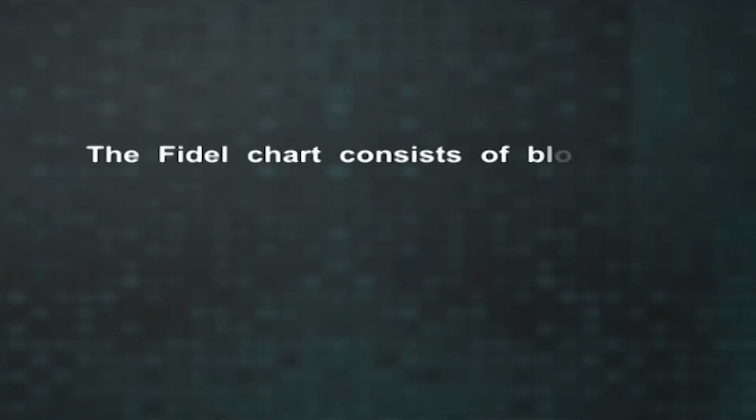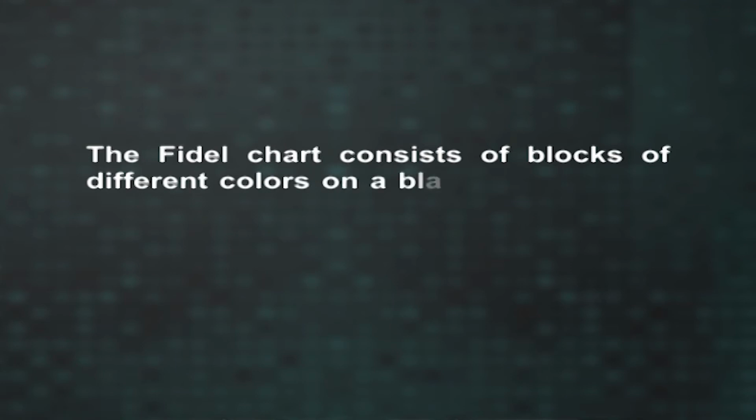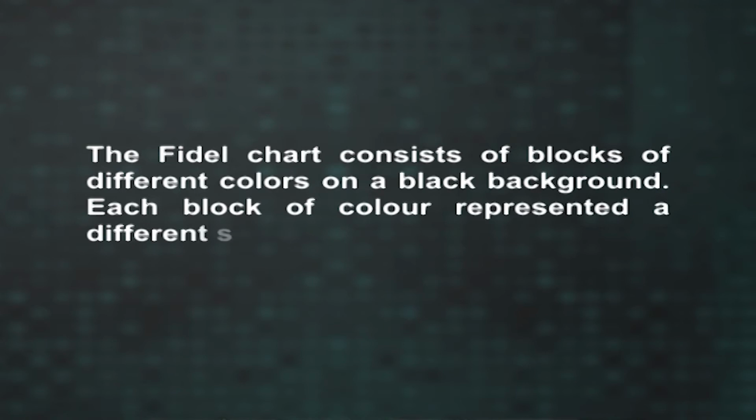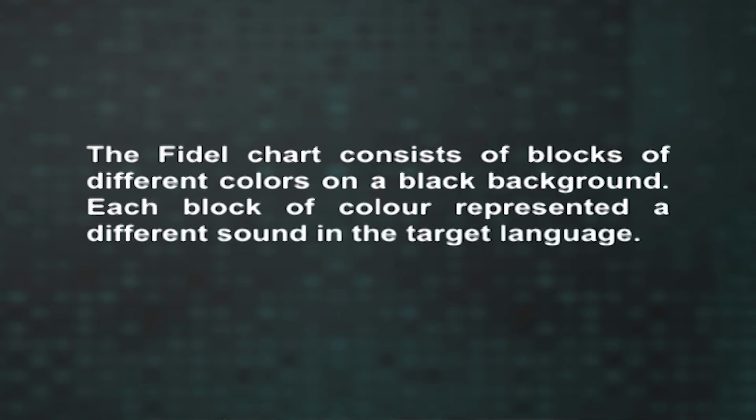The important teaching aids used are the Fidel chart and the Cuisenaire rods. The Fidel chart consists of blocks of different colors on a black background. Each block of color represented a different sound in the target language. Cuisenaire rods are wooden rods of different lengths and colors, each of which represents different sounds or words in the target language. Cuisenaire rods are used to build up words and sentences.